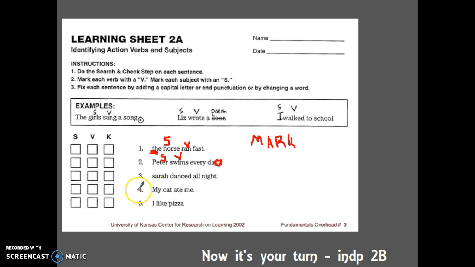I'm going to skip down to number 4, boys and girls, going through the MARK steps one more time. So, M, we're skipping for right now. A, ask. Is there a verb, an action? My cat ate me. Ate is my verb. Who or what ate, for rooting out the subject, is the cat. Oops. S is my subject. That's not very good, so let's fix that. Okay.